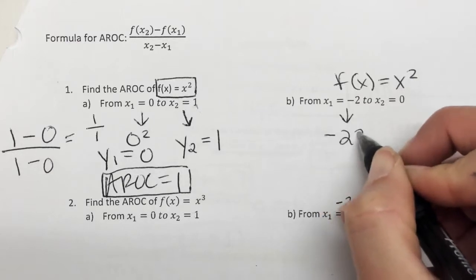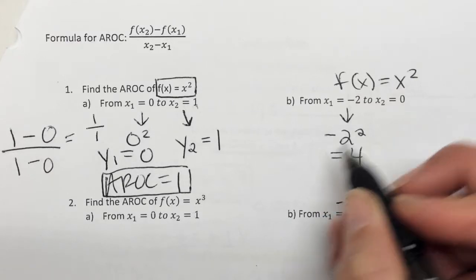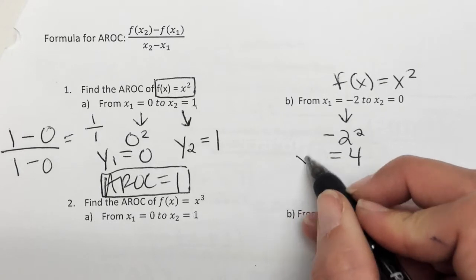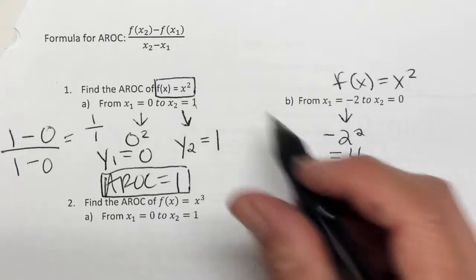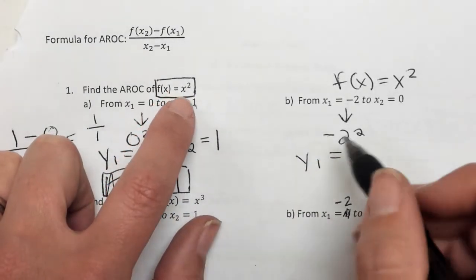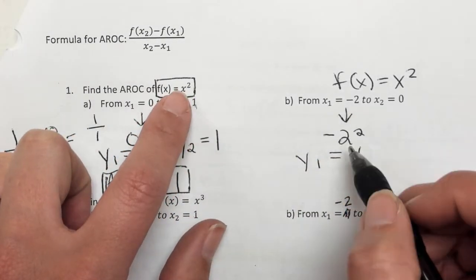Yes, because negative 2 squared is 4. And we just found our what right here? y1. Where do I get what from? This is the function you plug it into. So you're just replacing x with negative 2.